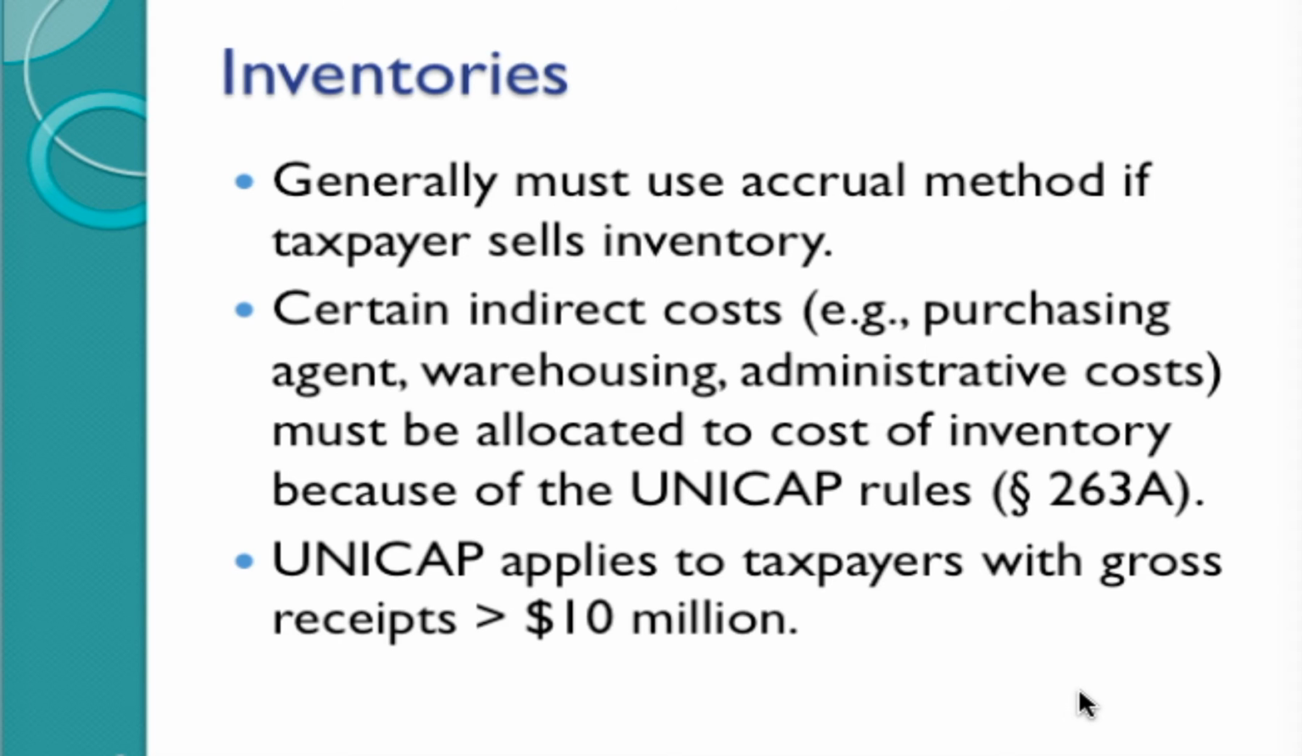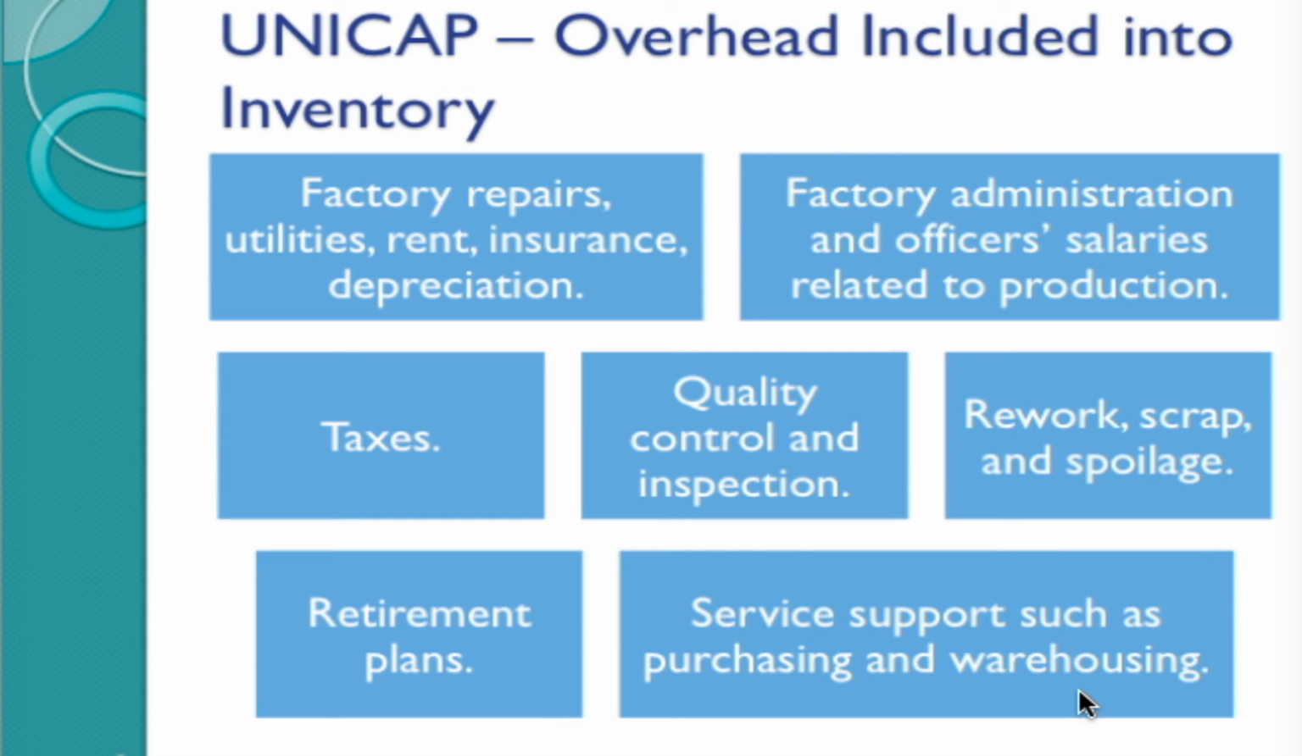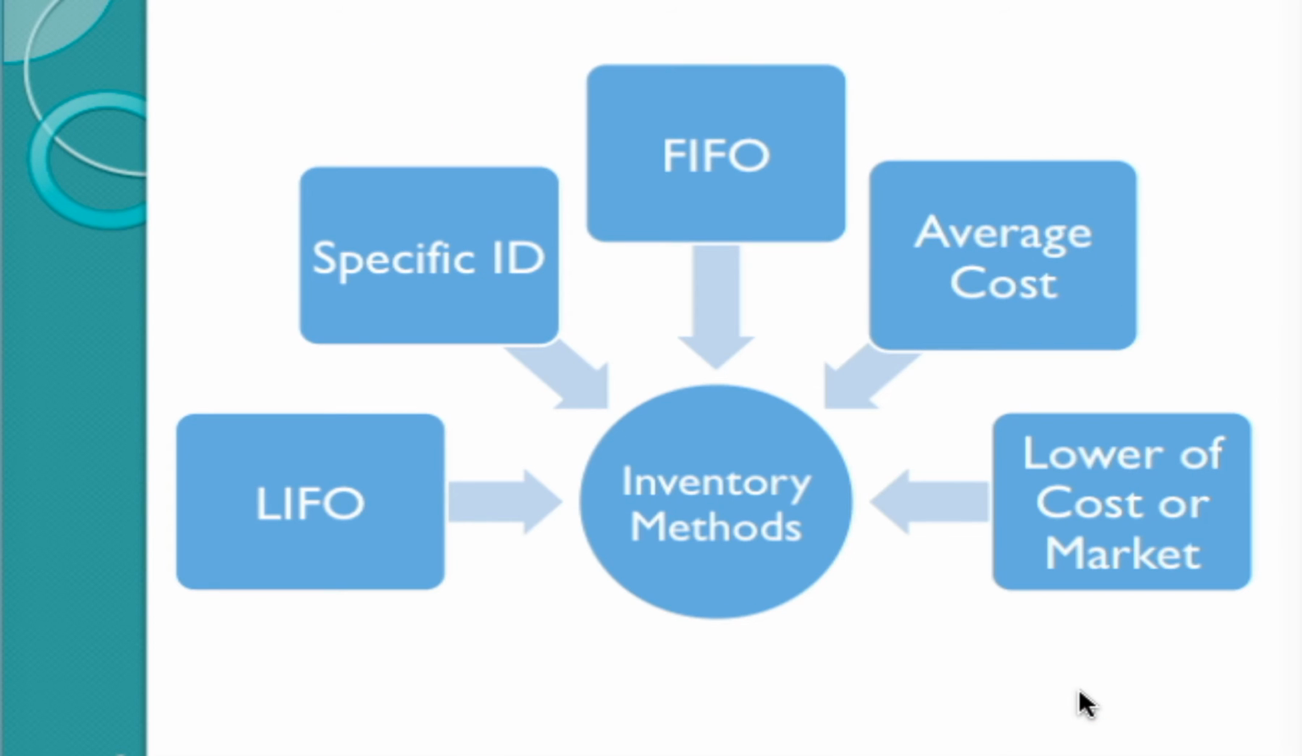For inventories, if you are a taxpayer that sells inventory, you generally have to account for that inventory using the accrual method. And if you use the accrual method just to account for inventory and then cash for everything else, that would be when you are selecting a hybrid method. Now, I'm not going to talk too much about UNICAP, so I'll skip that one. Those are just the various different methods of accounting for inventories. You should be familiar with those from financial accounting.